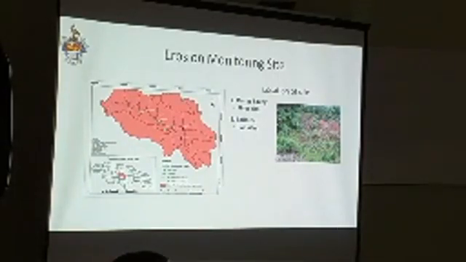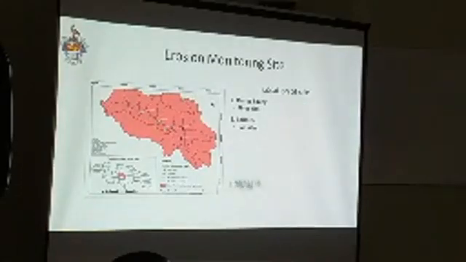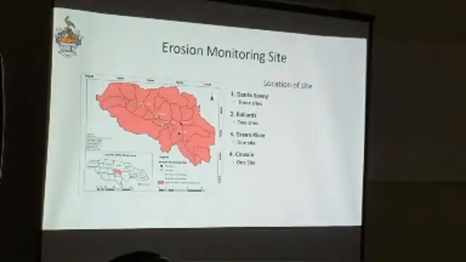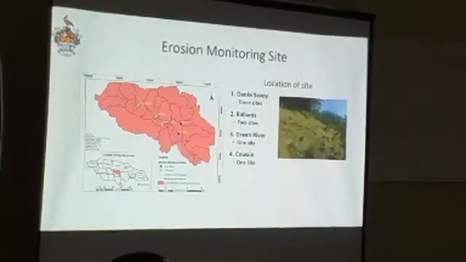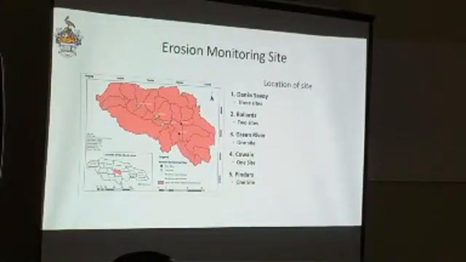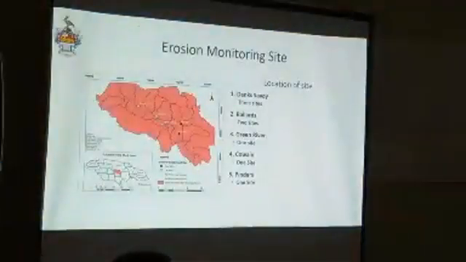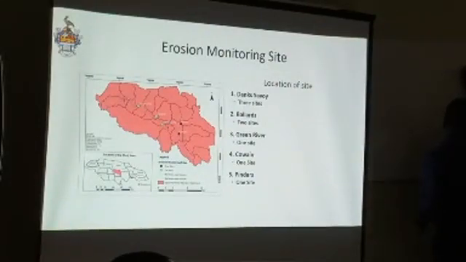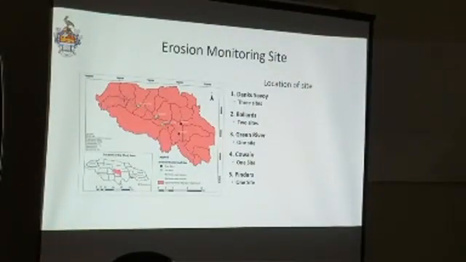So we are looking at Dan Savoy, Ballards, Green River, Coxswain, and Pindards. The reason why we selected these sites is, one, the geology. So what we need to factor is our source, which is our geology, which provides the soil material that you need.